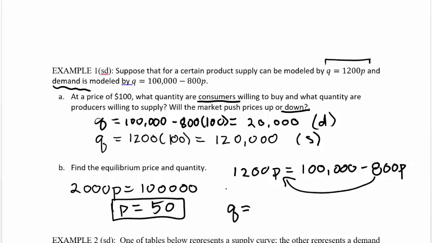In order to get our equilibrium quantity, we need to take that P and plug it back into either one of our functions. It doesn't matter because that's the point they intersect. So the Q will be the same no matter which one you plug it into. So if we do 1200 times P, that's going to give us 60,000. So I plugged it in here.